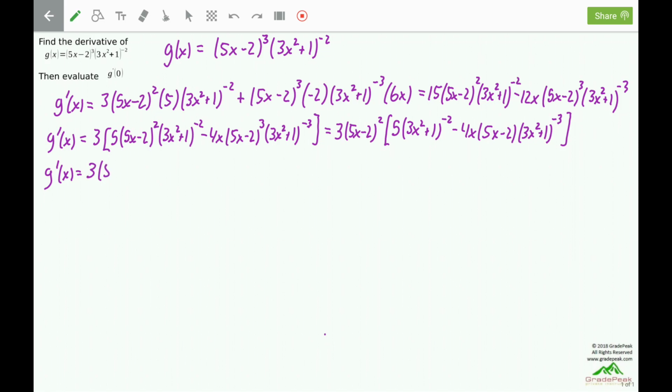So we will have everything the same in front, except now we're going to factor out a 3x squared plus 1 to the lower power, which is the negative 3. Remember, negative 3 is lower than negative 2. It's more negative.